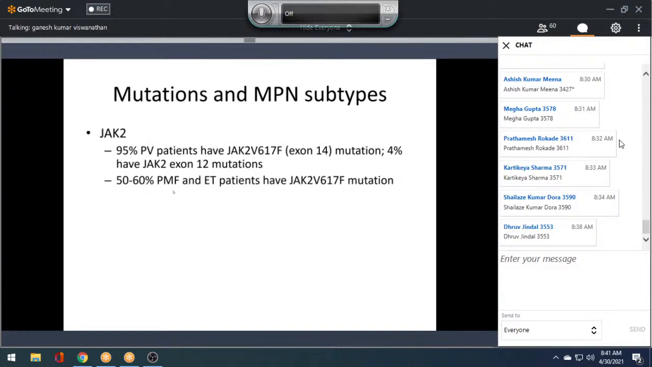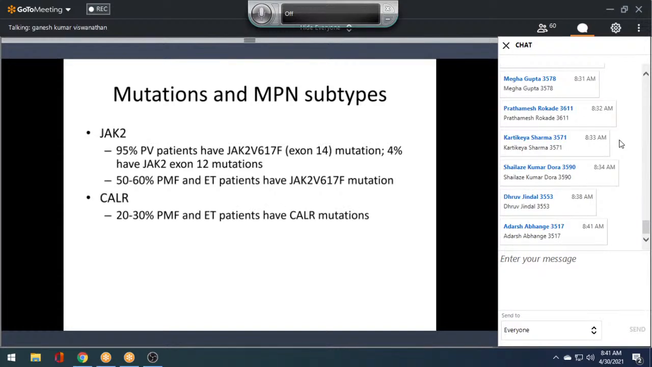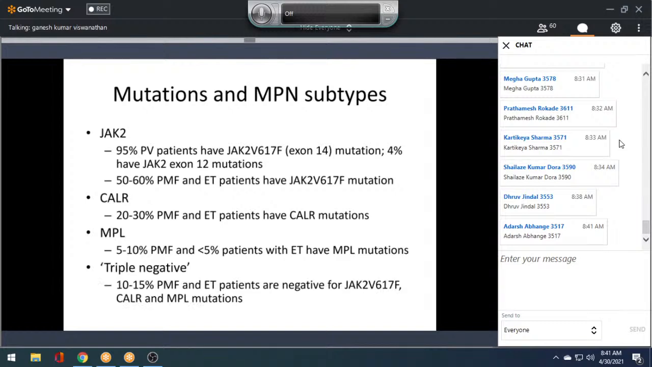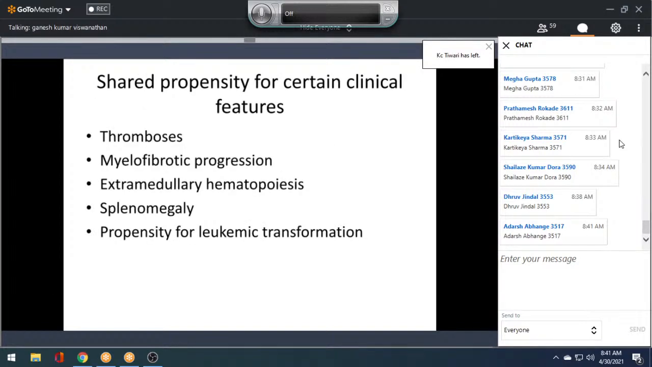50 to 60% of primary myelofibrosis and ET patients also have this mutation. By and large, the most common mutation in these other MPNs is the JAK2 mutation. Other mutations seen are the calreticulin mutation and the MPL mutation. These are lesser in percentage compared to JAK2. A few of these diseases have all three negative.